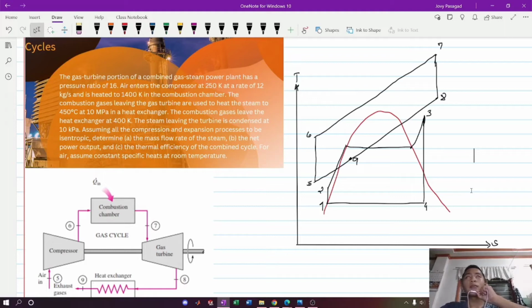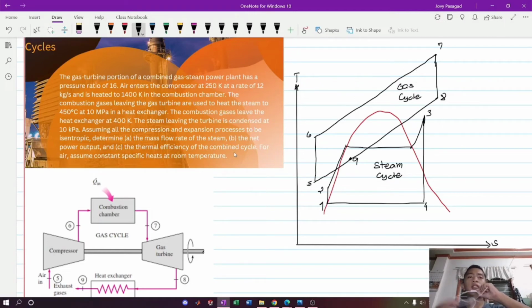So, the cycles involved here are the Rankine cycle and the Brayton cycle. The lower portion of the graph on the T-S diagram is our Rankine cycle, or what we call the steam cycle. And of course, the upper one is what we call the Brayton cycle, or the gas cycle. Now let us identify the given. We have a combined gas steam power plant with a pressure ratio of 16.